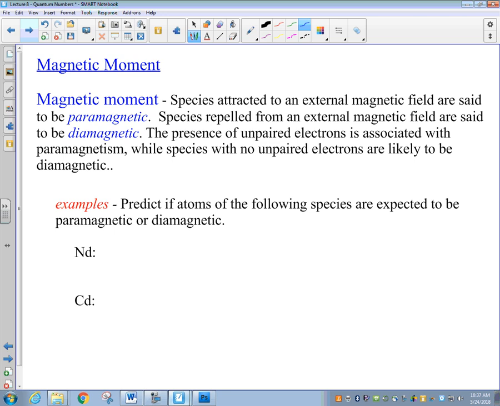So what we're going to look at here is, let's make a prediction about whether these two species would be expected to be paramagnetic or diamagnetic based upon their electron configurations. So let's take a look first at the element neodymium. Neodymium is an element from our lanthanide series that is an inner transition metal. Its element number is 60.